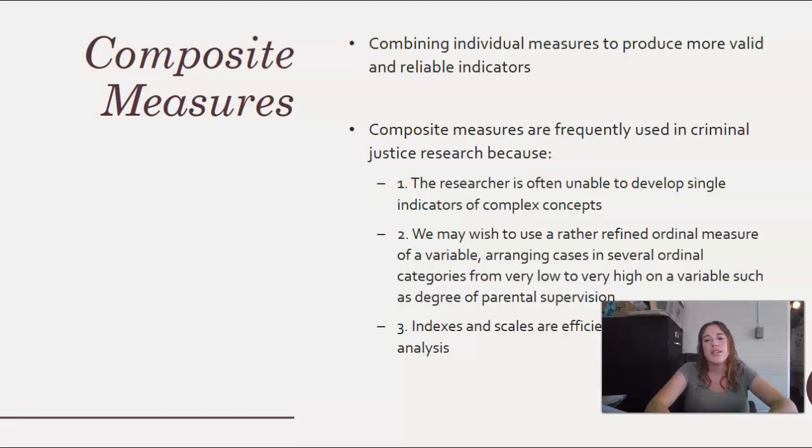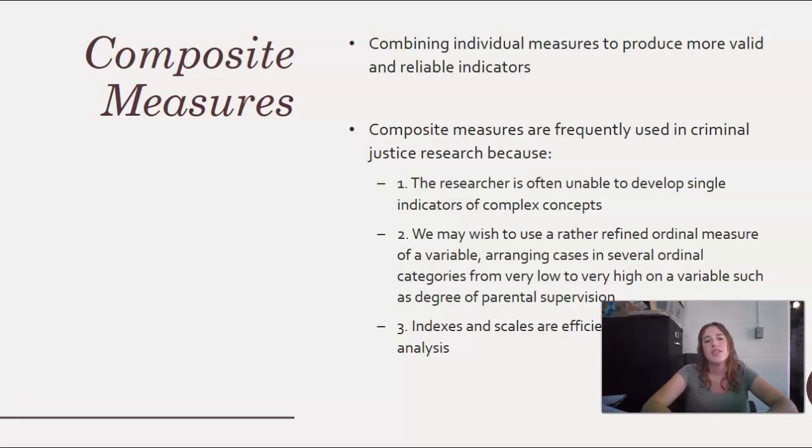So the reason that we do this is because, number one, the researcher is often unable to develop single indicators of complex concepts. So like I said, violent crime is more than just one thing. It has multiple aspects to it. We want to include all those aspects. This is especially true when we're talking about attitudes and opinions of things. So the fear of crime measure, only asking about walking alone at night. If we're trying to measure different types of crime, we're going to have to ask, do you fear going on the computer? Things like that would get at different crimes as well.